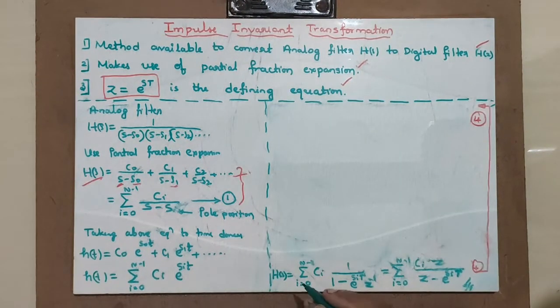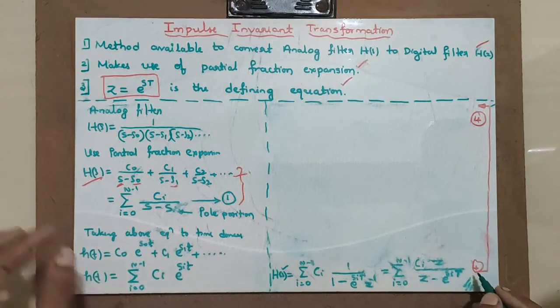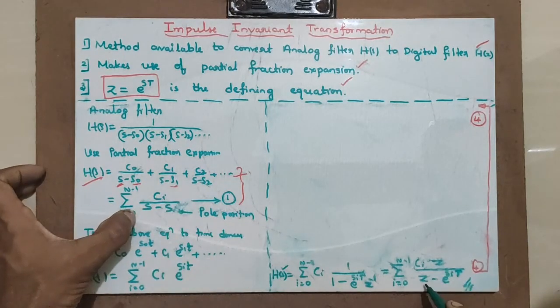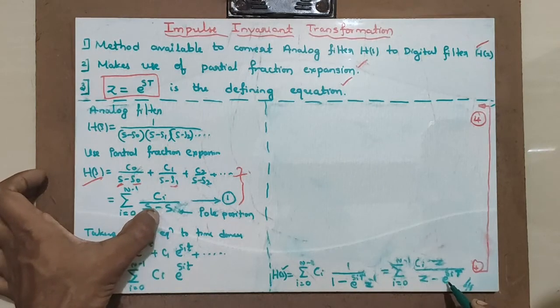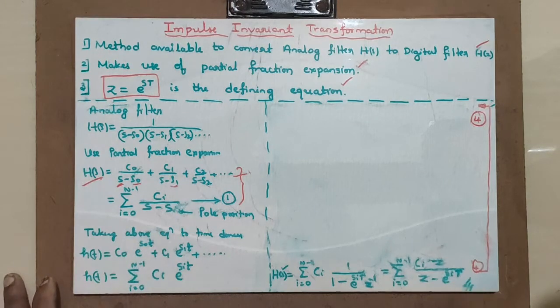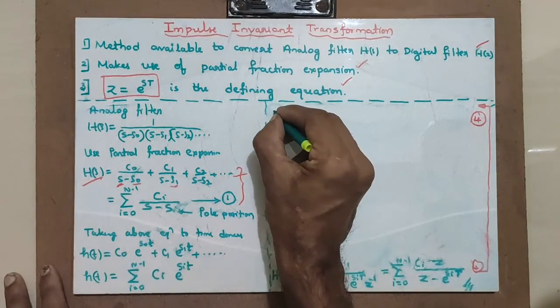Continuing from the previous board, we have left over here H of z is equal to summation i is equal to 0 to n minus 1 ci z divided by z minus e raised to sit. Okay, I will just continue at this point. If I expand this equation, or compare this equation with this, what happens is ci, instead of si where the pole position is, e raised to sit is there, isn't it? You see here, I just expand H of z.